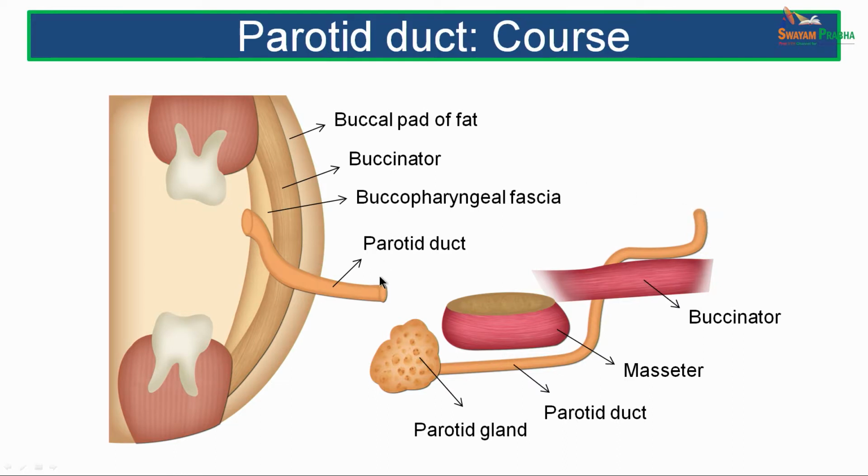The same is seen here in a transverse section. Parotid duct going through or piercing the buccal pad of fat, the buccinator muscle and the buccopharyngeal fascia, and then having an oblique course and ultimately opening opposite the upper second molar tooth.